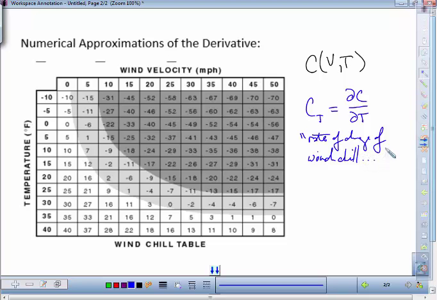What does it mean when we say with respect to the temperature? So that's another important part, right? We're going to fix the other variable, so velocity will remain constant. Rate of change of wind chill with velocity constant with respect to temperature.